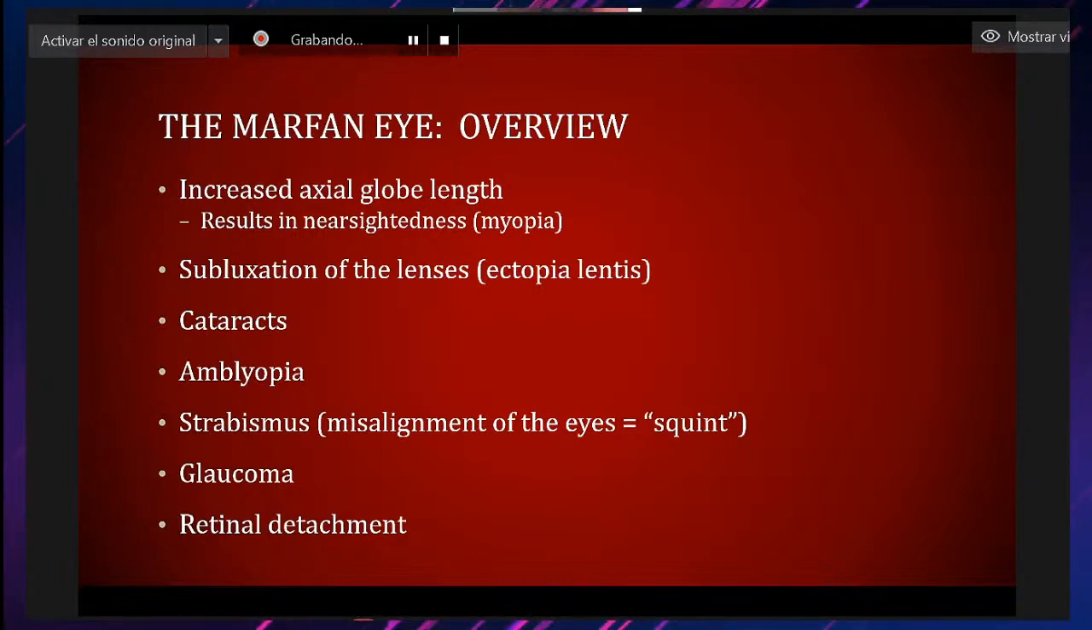I care for all types of issues and conditions, and also do surgery, some of which we will be talking about today. One of the things we'll be talking about is prescription issues with children related to increased globe length. We will also be talking about ectopia lentis, which means it's a subluxation or dislocation of the lens within the eyes. Briefly talk about cataracts, amblyopia, strabismus, which is also called squint or a misalignment of the eyes. Briefly, a little bit of glaucoma, and then finish up with retinal detachment.